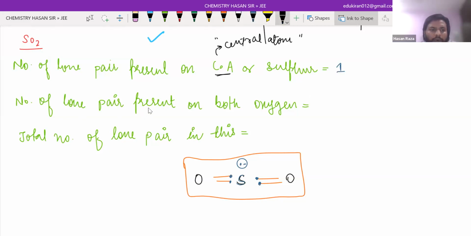Now, lone pairs present on both oxygen. You can see oxygen and sulfur below. What did you say?